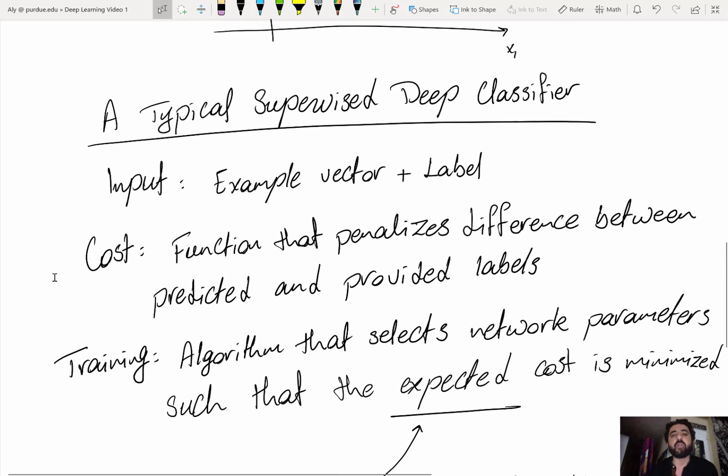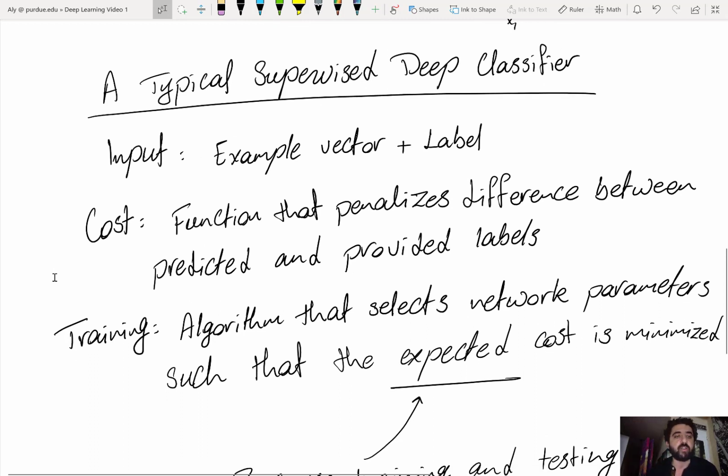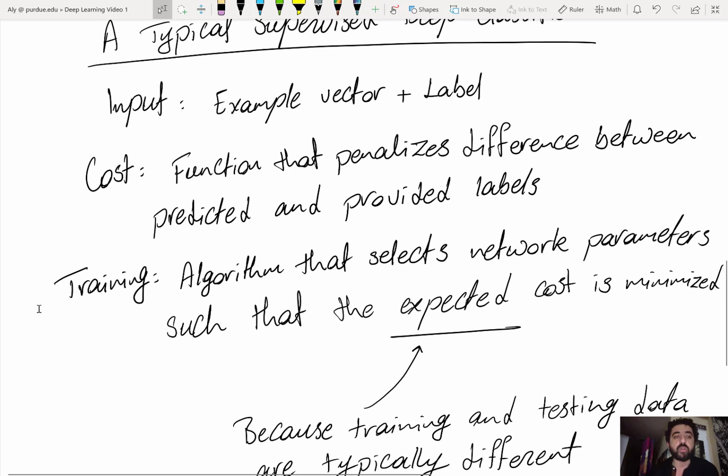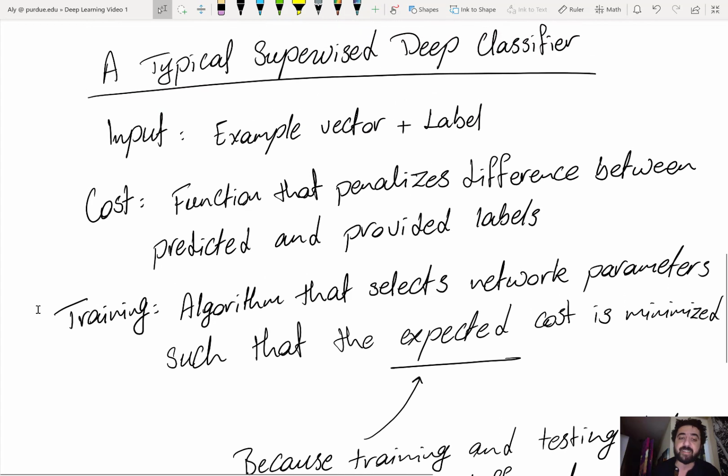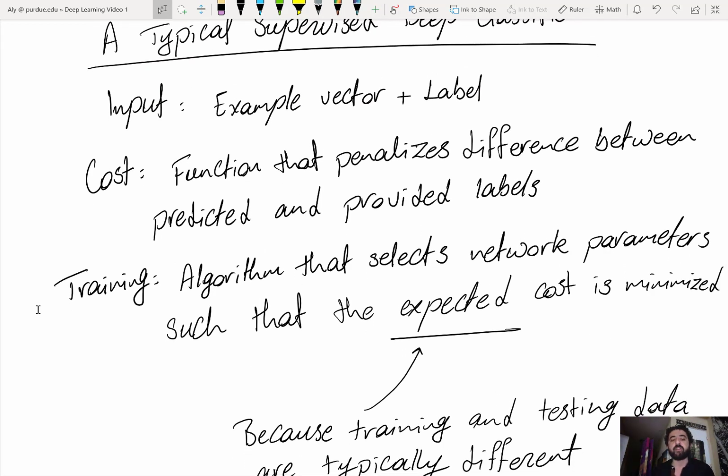So what does a typical supervised deep classification algorithm consist of? You have the input, which is the example vectors, plus the labels, and you have the cost, which is a function that guides the algorithm towards predicting the right labels. So basically, it's a function that defines a penalty between the predicted and provided labels. So it's some kind of a distance metric, right? If the predicted label is different from the provided label, this function quantifies how much penalty you should take as a hit due to this difference. And then training, which is an algorithm that selects the network parameters such that the expected cost is minimized.